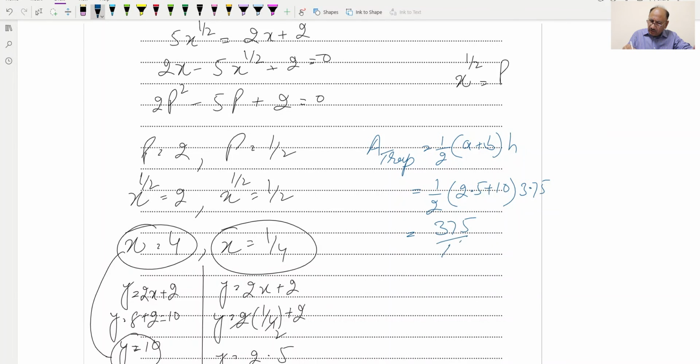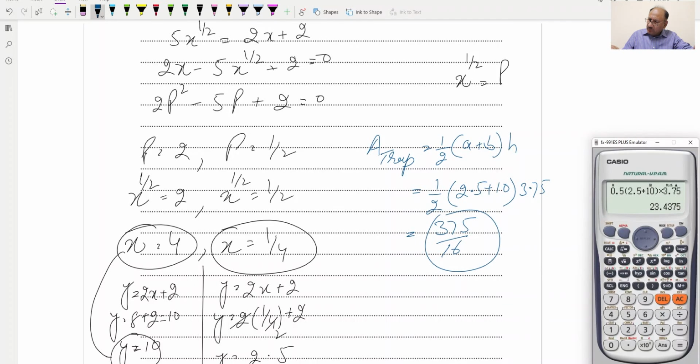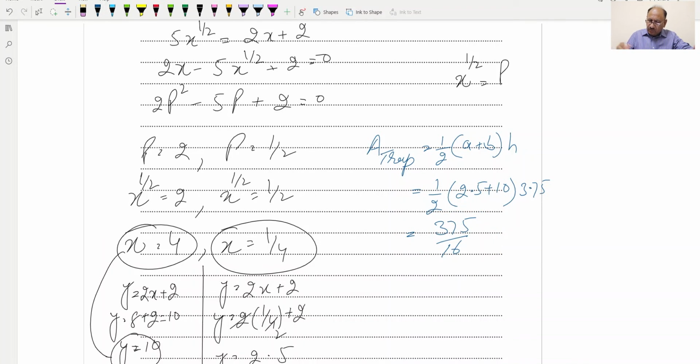375 over 16, I'm writing as it is because I don't want to lose the decimal values, so otherwise you can write 23.4375. So I'm writing this fraction as it is. So this is the area of the trapezium.